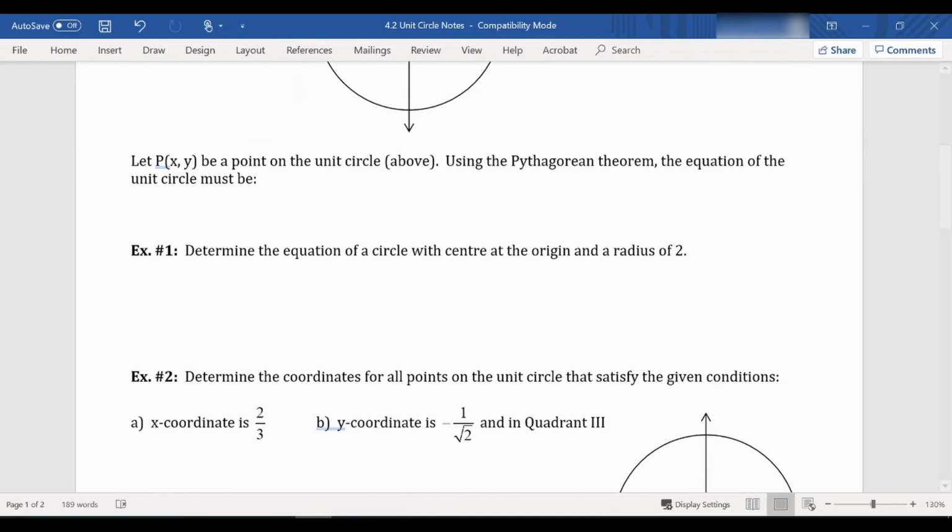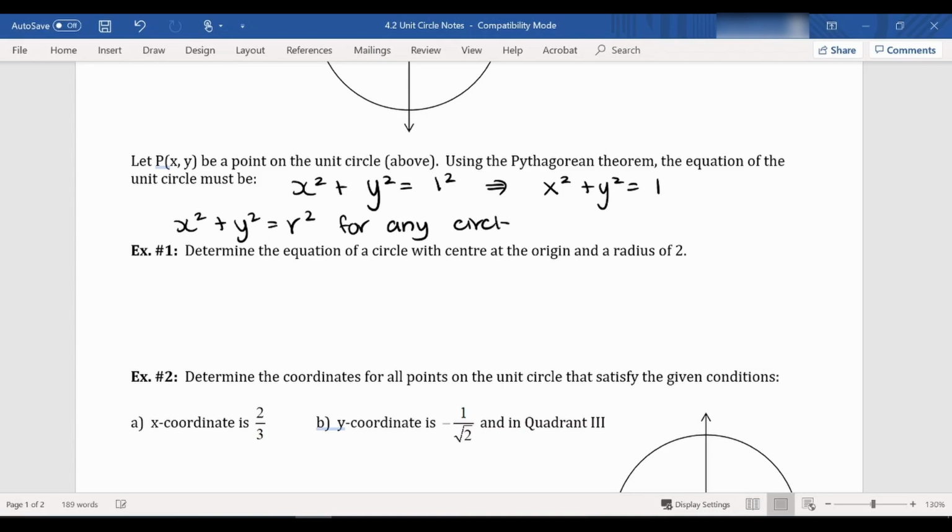Okay, so we said x squared plus y squared was equal to 1 squared. So for us, that was x squared plus y squared equals 1. And x squared plus y squared equals r squared for any circle with radius r. Okay, if you need to see that diagram again, if you scroll back in the video, it will show you that again. It's just on my end that my Word document has collapsed. So you can keep going, no problem.